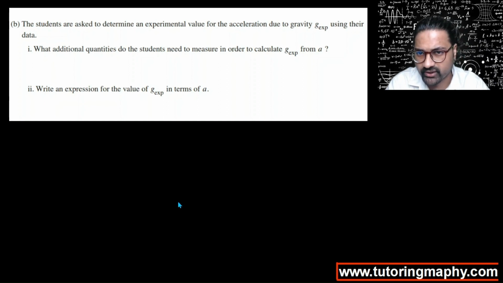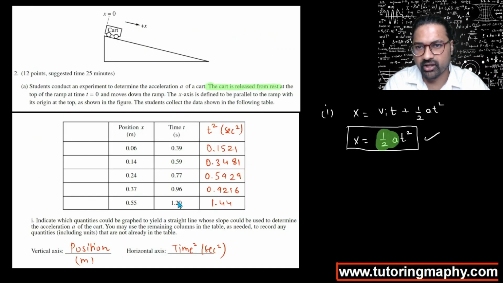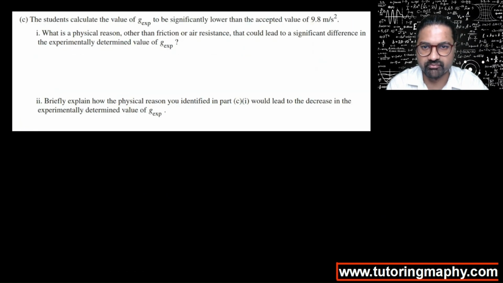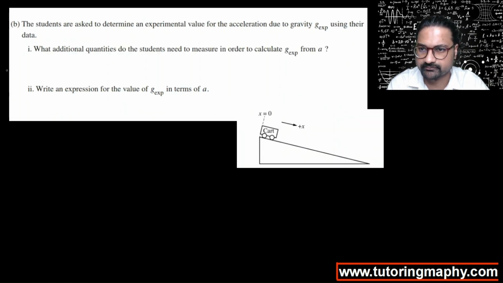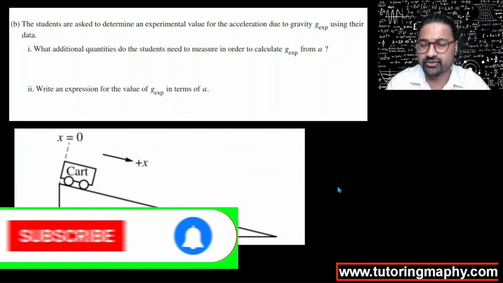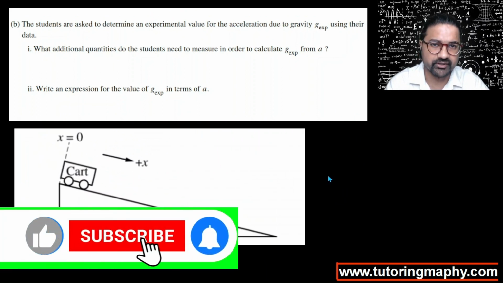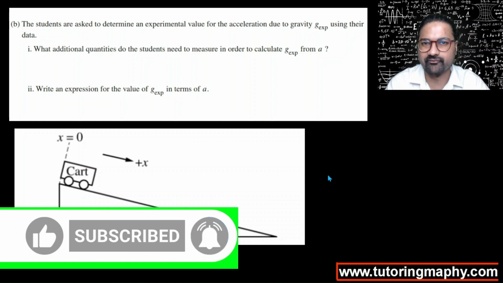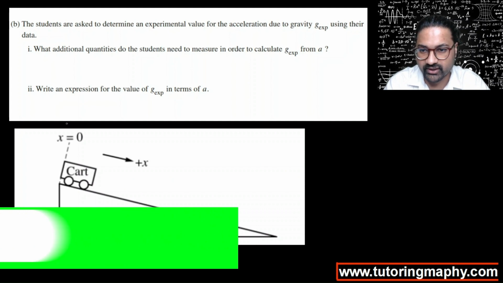So which additional quantities do the students need to measure in order to calculate g experiment from a? I'm just gonna pull up this situation, this image as well over here. Okay. Now, it is nowhere mentioned in the question that there is no friction, so we cannot just ignore it. And in fact, this is an experiment, right? So definitely these are realistic terms.